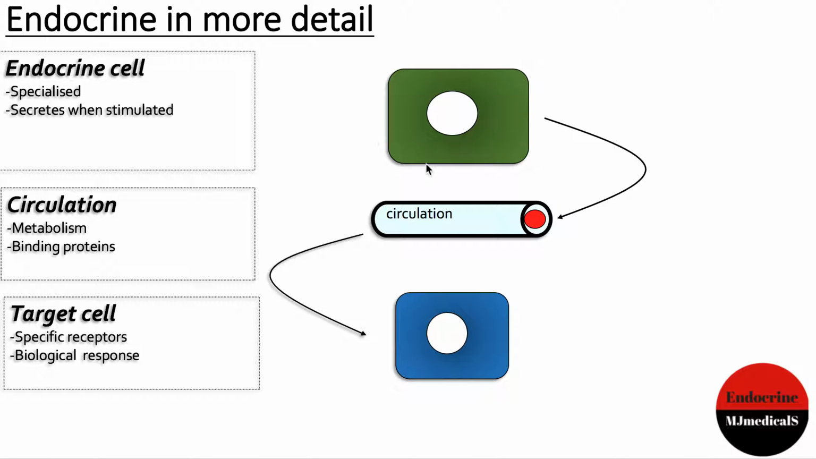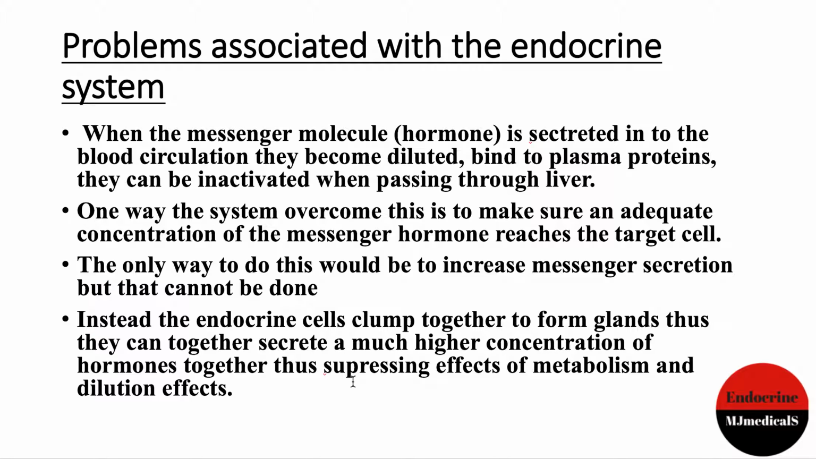Alright, so the basic model of this is you have an endocrine cell. It releases a messenger molecule, the red thing here, which travels through the blood vessel, through the circulation, and then acts on a target cell to bring about a physiological or a biological response. And I'll give you an example of that.